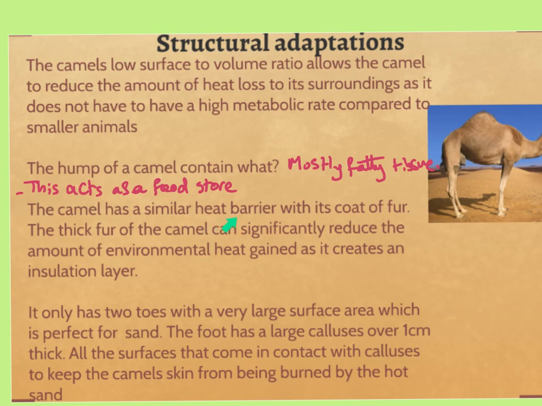Third, camel has a heat barrier with its coat of fur. The thick fur of the camel can significantly reduce the amount of environmental heat gained as it carries an insulated layer. Fourth, it only has 2 toes, not 5 like us, with a very large surface area, which is perfect for the sand. The foot has large calluses over 1 centimeter thick. All surfaces that come in contact with the sand have calluses to keep the camel's skin from being burned by the hot sand. These are structural or anatomical adaptations of the camel.